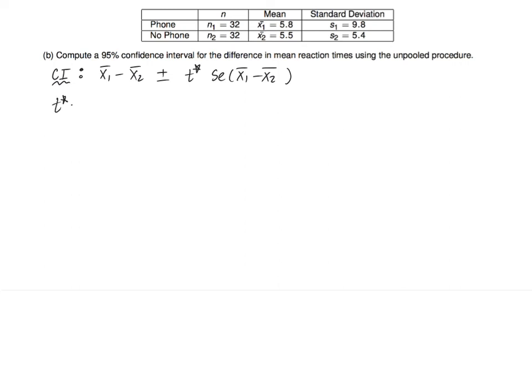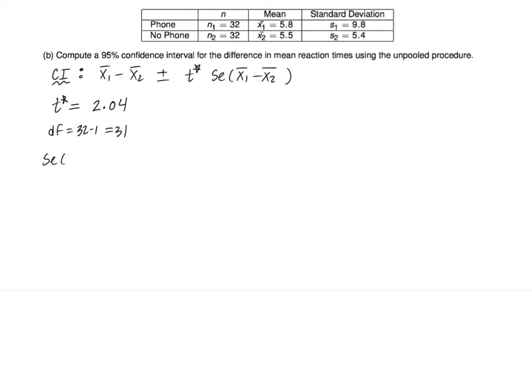Well, looking at your t table, note that the degrees of freedom here will be 32 minus 1, or 31, because we're using the unpooled procedure. And I'm just going to use the 30 column. T is going to be about 2.04.